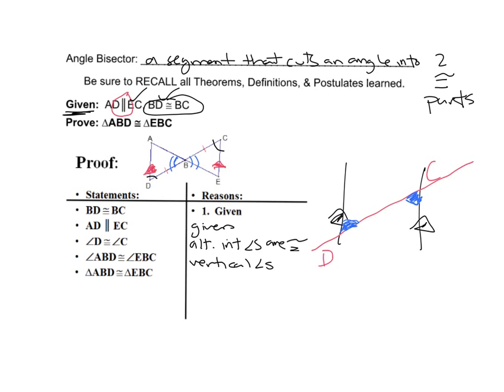So let's see what we have here. We have an angle, a side, and an angle. We have an angle, a side, and an angle, and in that very same order. So therefore, we have angle, side, angle as our reason for these two triangles to be congruent.